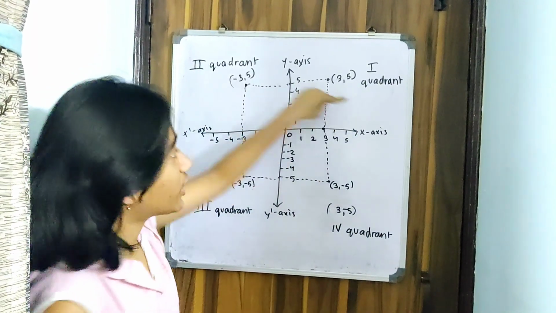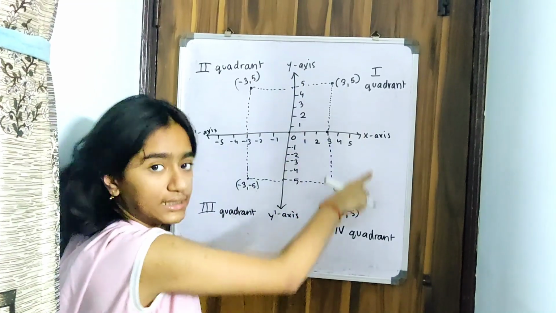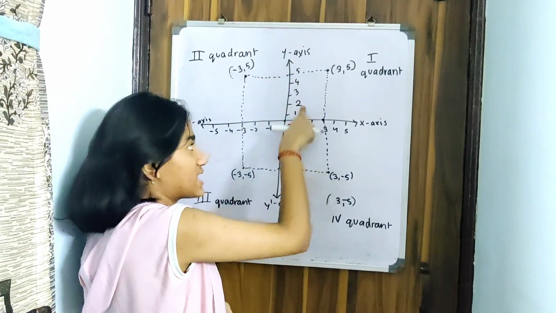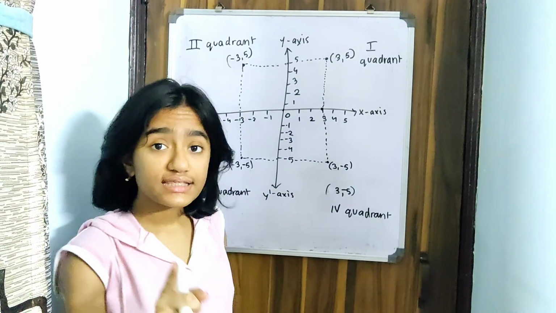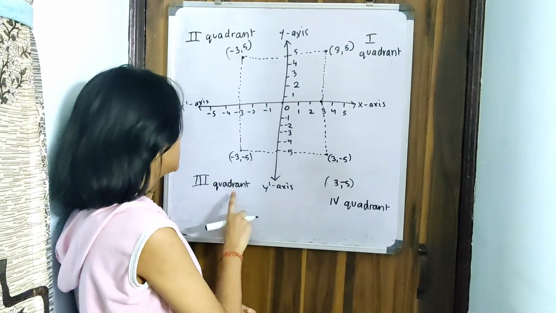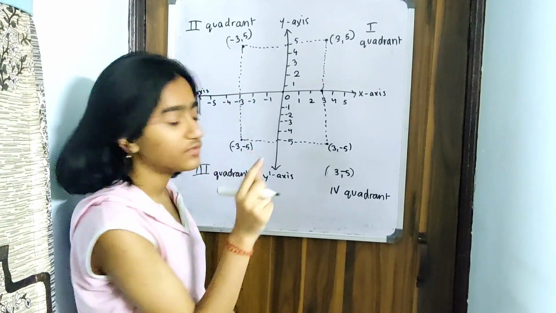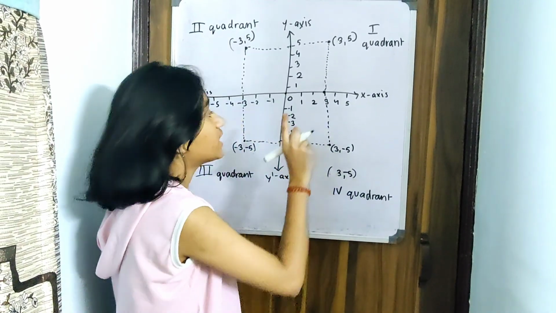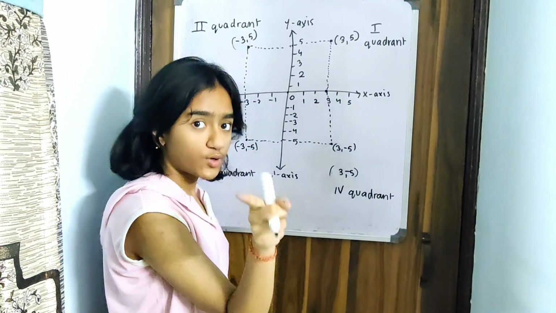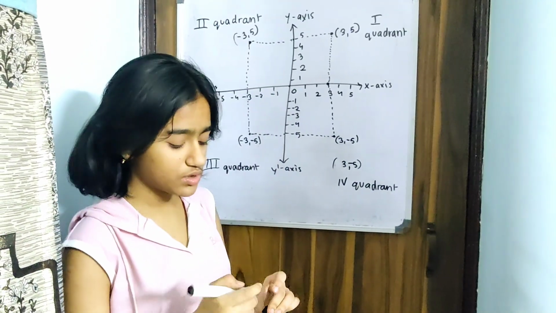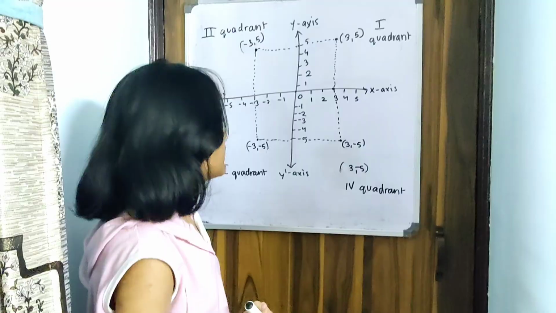In the first quadrant, both the x-axis and the y-axis values are positive. In the second quadrant, the y-axis is positive, but the x-axis is negative. In the third quadrant, both the x-axis and y-axis values are negative. In the fourth quadrant, the x-axis is positive, but the y-axis is negative. So that was all about the Cartesian plane.